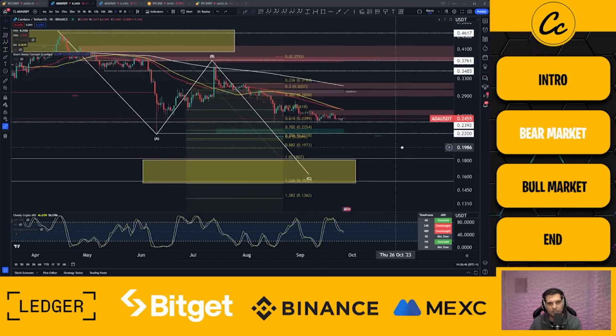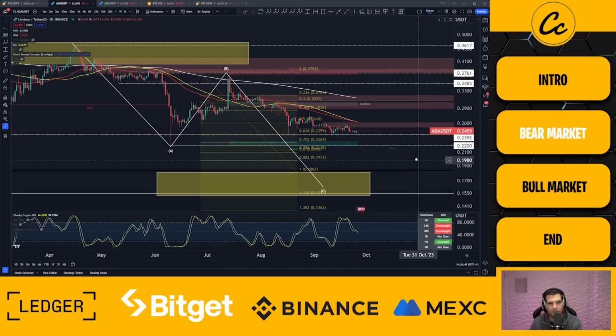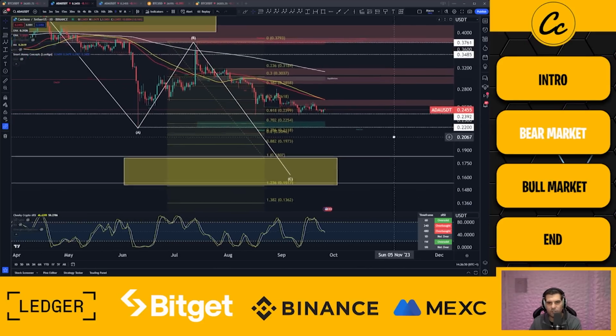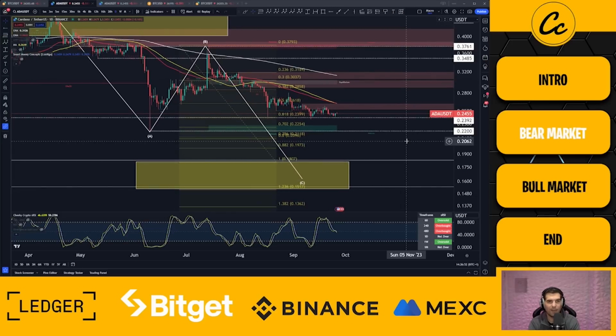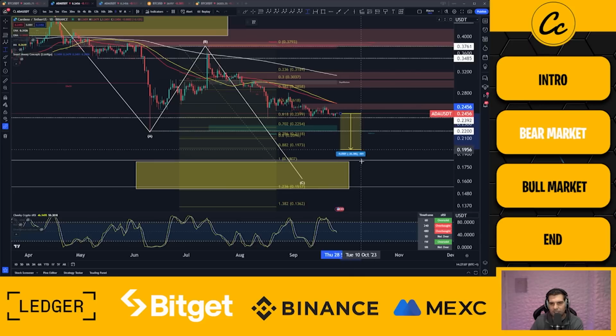So it does look like we still have further to the downside on Cardano, and this is an opportunity if you choose to see it that way. Essentially, this might be your last opportunity to buy ADA before we start to get into that next bullish market. This move to the downside will be quite a hefty one. From our current price at the point of recording down into this range, we're talking 26% downwards towards 38%.